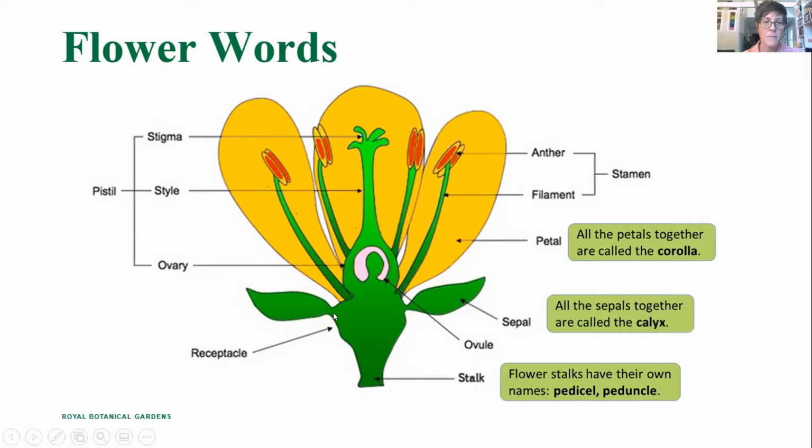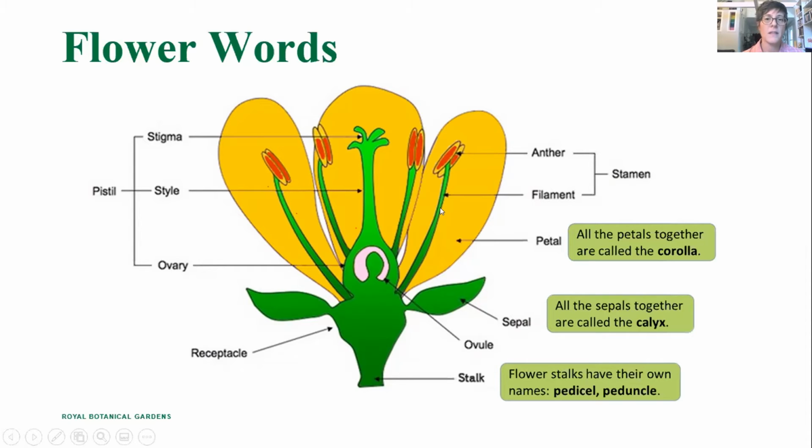Above the stalk, you have the section where all of the other flower parts attach, and that's called the receptacle. The outer layer attached to the receptacle are the sepals. Those are the ones that look like little green petals. And all the sepals together, the whole set, is called the calyx. Next, you have the petals, and they're always in this order. And the petals are usually the colored ones, and all together, the whole set is called the corolla.